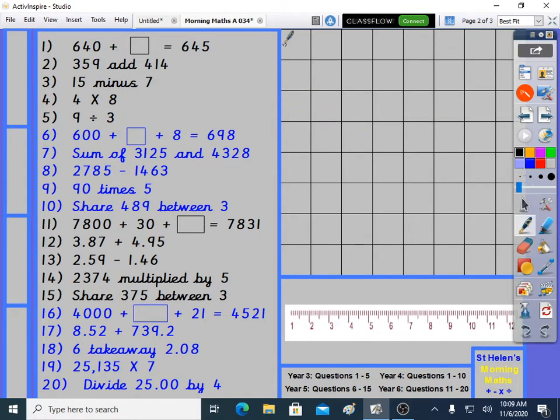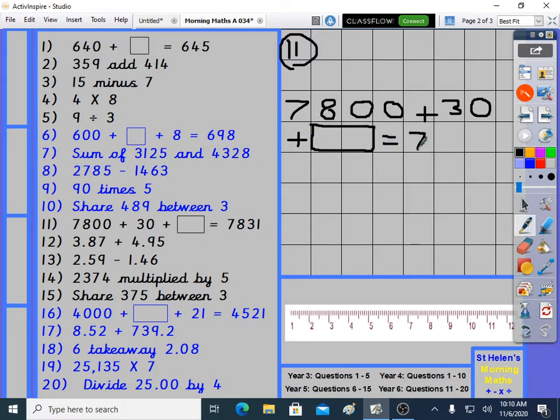Let's go. Question 11. 7,800 plus 30 plus a mystery equals 7,831. We've already got the 7,800, and the 30, we've already got that. 1 is 1. The answer's just 1, isn't it? 7,831. I can say 'and' when 'plus' turns up sometimes. 7,831. That's right. And we're on to question 12.